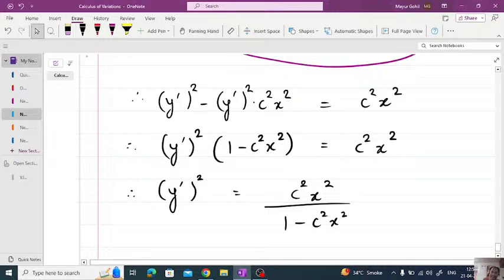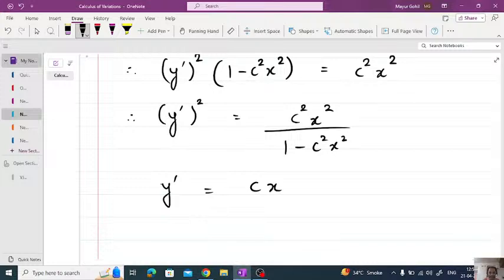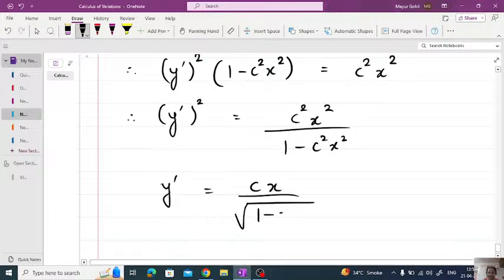Now I am in a position to write the differential equation in the first order, first degree. See here, I can write y dash as c x, taking square root on both the sides, divided by the square root of 1 minus c square x square. Getting that?